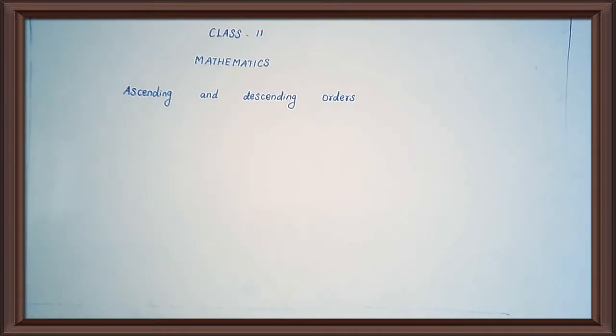What is ascending order? Ascending order means we want to arrange the numbers from small to big. Descending order means we have to arrange the numbers from big to small.